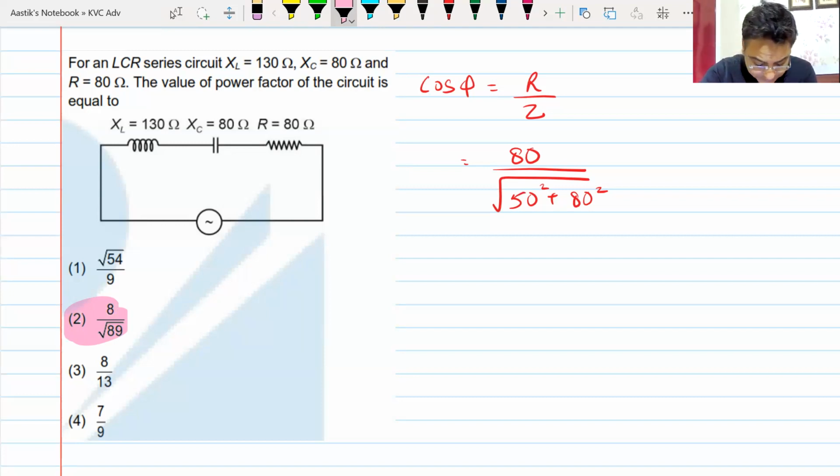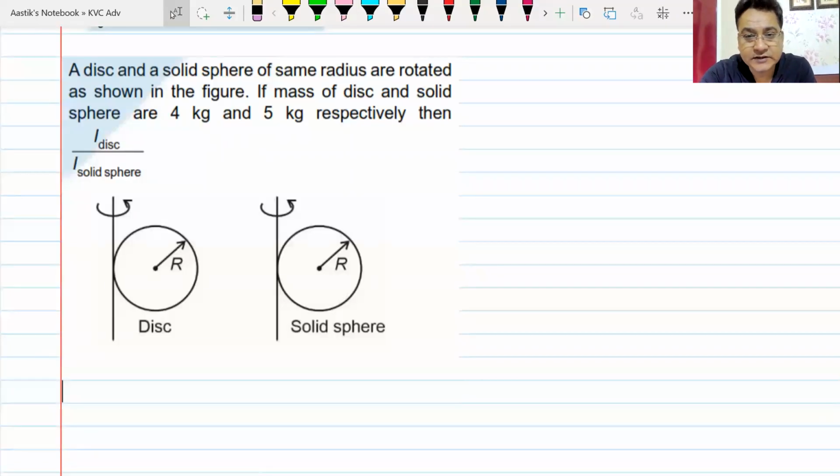That takes us to the next question in the line. Why is it not coming? And this is the next one, and I'll give you 2 minutes to give me the answer for this one. 5 by 7 is correct.